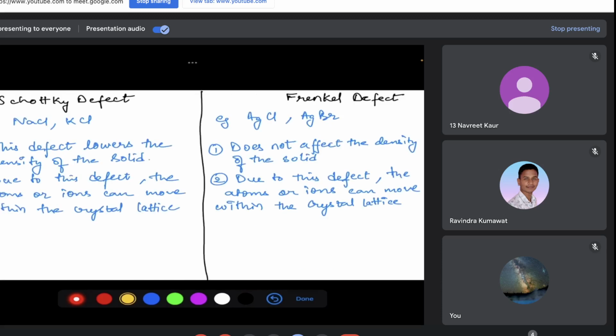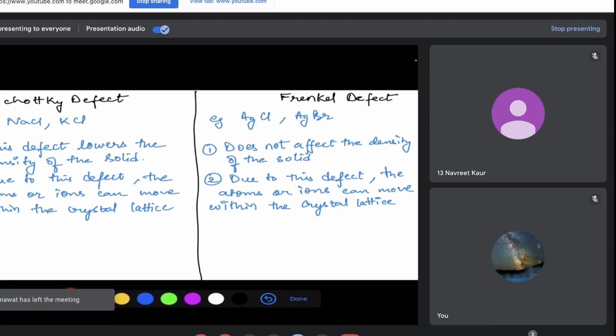Examples of the Schottky defect are NaCl or KCl, and for the Frenkel defect they are AgCl or AgBr. The point to be noted here is that in the Frenkel defect, the size of the cation should be much smaller than the anion. Usually it is smaller, and if it is smaller than the anion, then the Frenkel defect may be observed, because it will be easy for the cation to move towards the interstitial space or void. This defect lowers the density of the solid, as I have discussed.